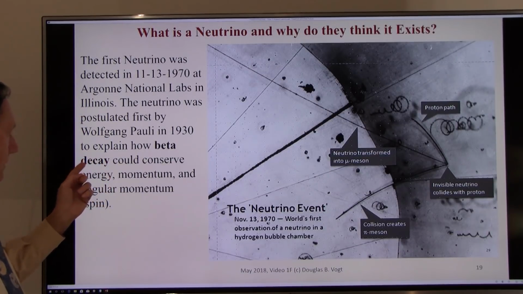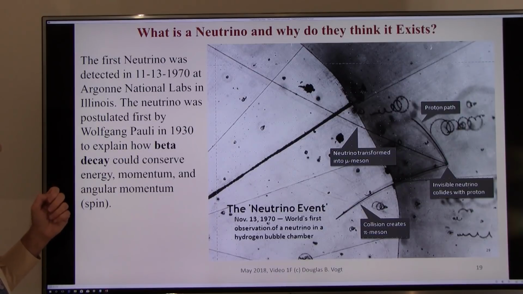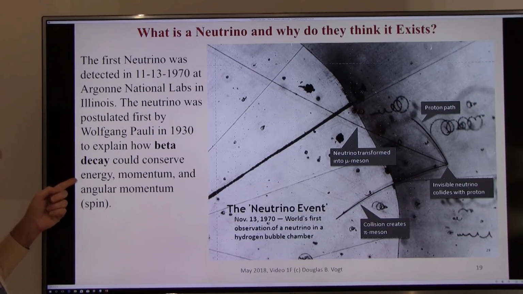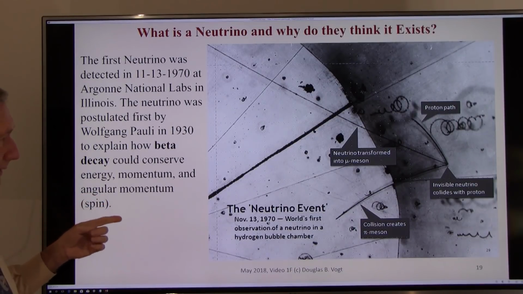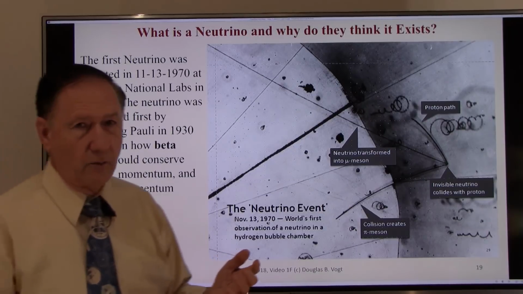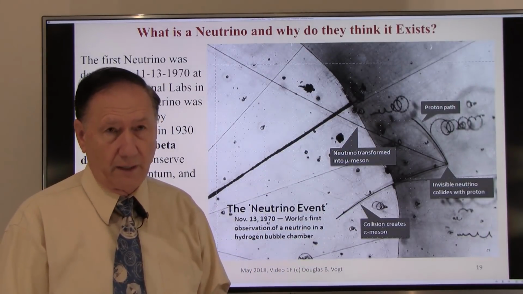This is why they came up with the neutrino, for beta decay, which is what I showed earlier, to conserve energy, momentum, and angular momentum. So they were faced with that, but I'm not sure that has any relevance when you have a created reality and the information is coming into this reality.